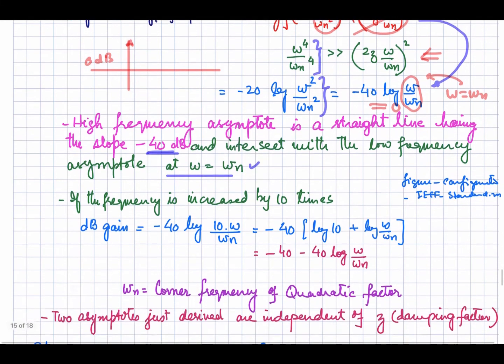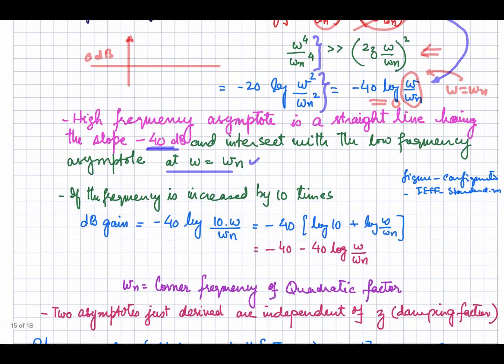Now let's consider our frequency is 10 times higher. So for 10 times higher frequency, from this expression we can write it like that: 10 omega by omega n, and this can be written like that, minus 40 into log of 10 plus log of omega by omega n. So this expression will be like that. For higher frequencies, you can see there is an offset of minus 40 dB. So whatever gain you get from here, it will be scaled, it will have this term minus 40 dB.